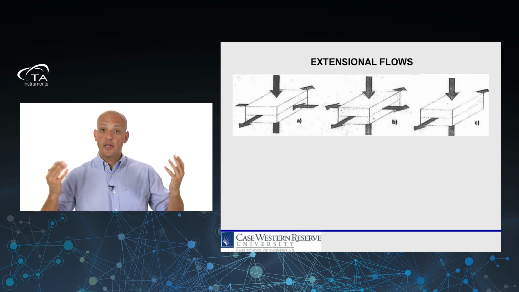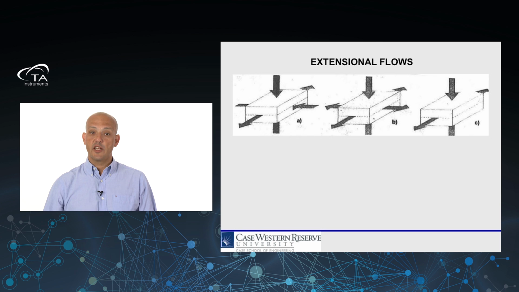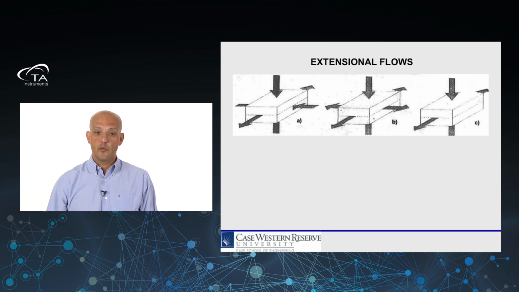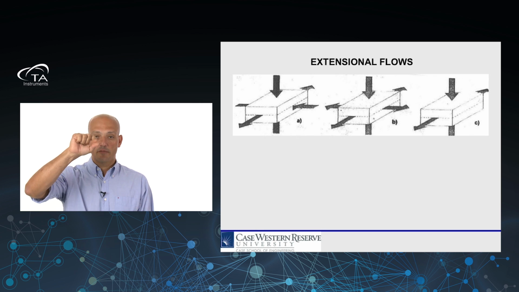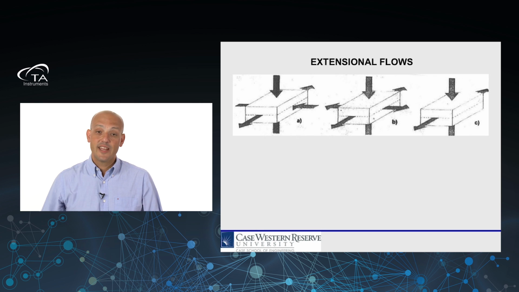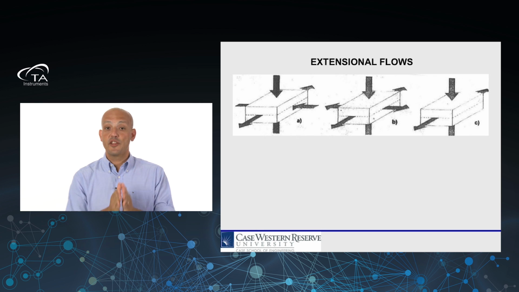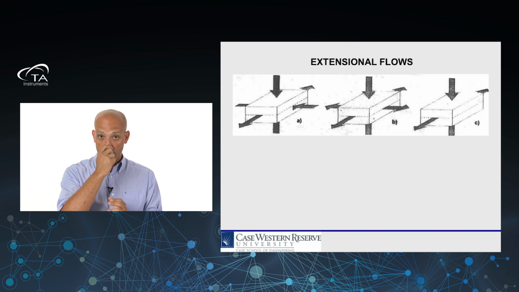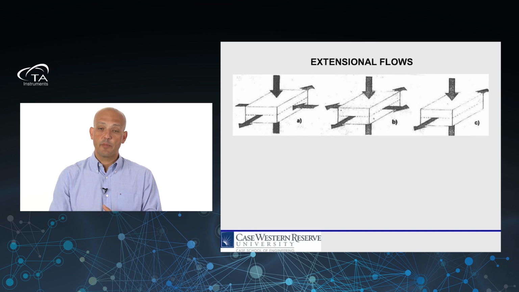All right, so in 2 dimensions, basically we have just one type of extensional flow, which is this, as I showed you earlier. Now in 3 dimensions, there are actually 3 fundamentally different types of extensional flows that you can see there represented from left to right.